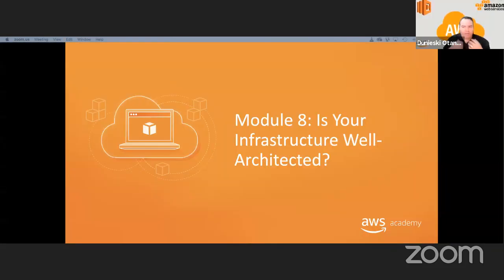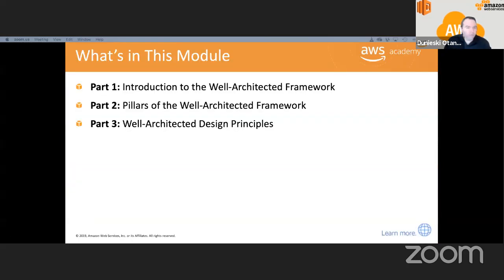All right, so today what we're going to see is module 8. And the question is: is your infrastructure well architected? That's one of the things that as a solution architect, you have to consider: how to architect an architecture in the most efficient way. So part 1 is an introduction to the well-architected framework.